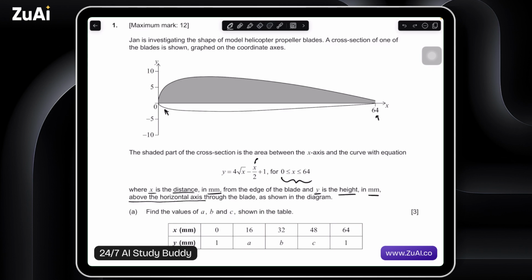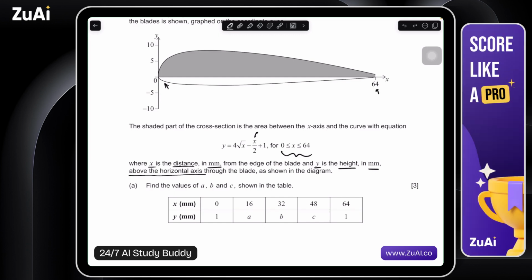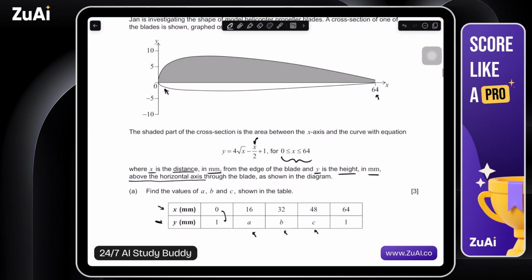So let's see what they're asking us for in the first part. Part A asks us to find the values of A, B, and C shown in the table. And these are all y values. So if we have an x value, an input, we should be able to just input these values into our function and then find the corresponding y value. So this looks to be, at the very beginning, a more straightforward input-output question.